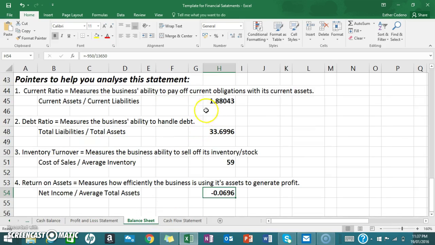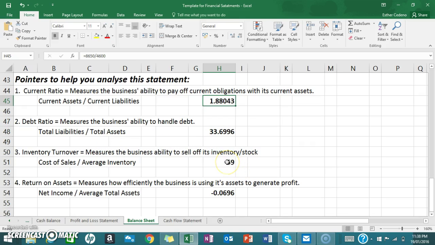In the balance sheet, the current assets surpass the current liabilities by almost double, which is good. You just want to make sure you have enough current assets to cover your current obligations. Your current assets were $8,650 and your current obligations were $4,600. You don't need to use your fixed assets to pay off your current obligations. And the amount of debt they have isn't very high. It's only 34% of their assets were financed by debt, so that's also good.